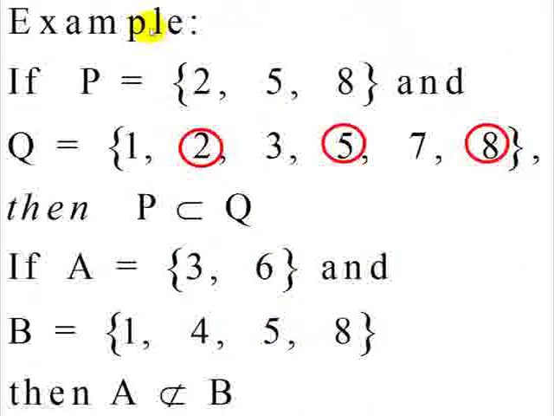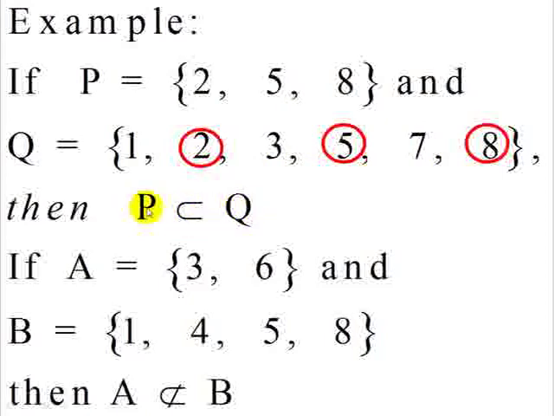Now, let's look at this example. Considering the set P, the elements are 2, 5, and 8. And considering the set Q, the elements are 1, 2, 3, 5, 7, and 8. Now we can see that the members of the set P can all be found in the set Q. That is, 2, 5, 8 can all be found in the set Q. So we can write that P is a subset of Q.